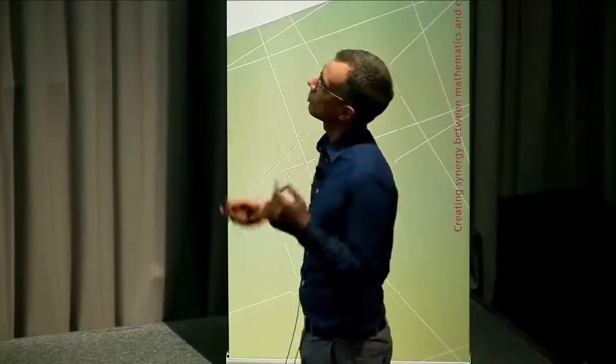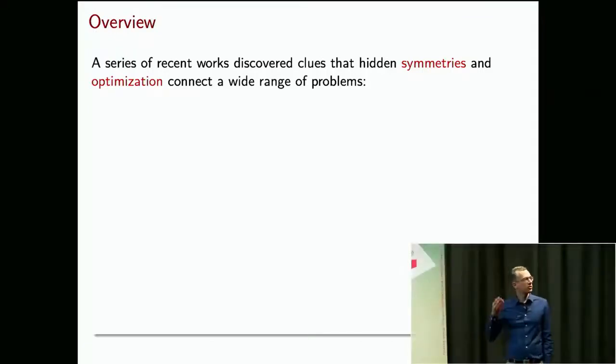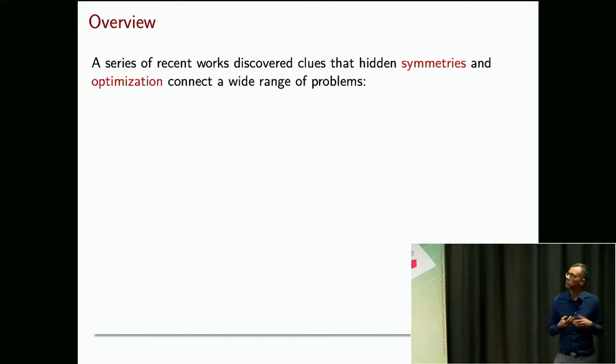Well, what's the general picture? So here maybe now comes a 10,000 feet overview of this area. It turns out that in a series of works over the past decade or so, many researchers, including us, discovered clues that there is a big picture. Lots of problems that seem quite different are connected, and the key ingredients seem to be symmetries, as well as this idea of optimization.